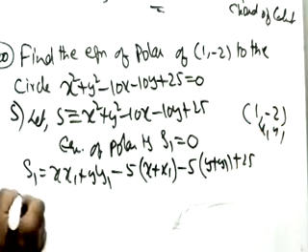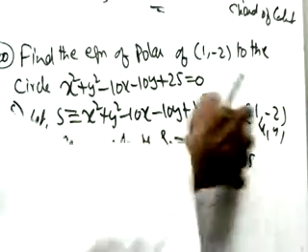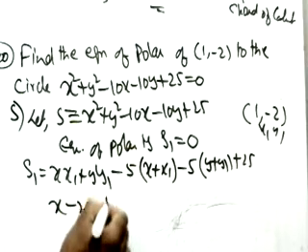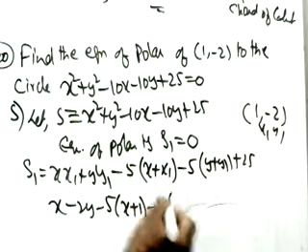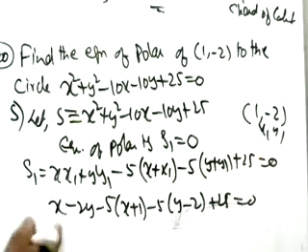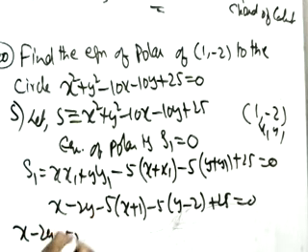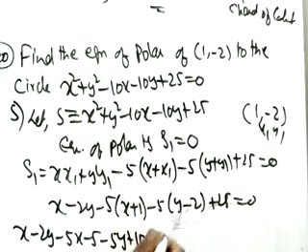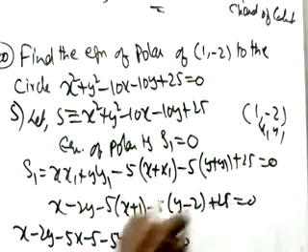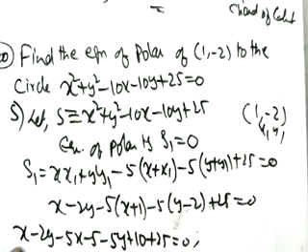What is the point? 1 comma minus 2. This is x1, this is y1. Now let me substitute. x1 is 1, 1 into x is x. y1 is minus 2, y into minus 2 is minus 2y. Minus 5 into x plus x1, which is 1, minus 5 into y plus y1, which is minus 2, plus 25 equals 0. So let me solve this one. x minus 2y, minus into plus minus 5x, minus into plus minus 5, minus into plus minus 5y, minus into minus plus 10, plus 25 equals 0. x minus 2y minus 5x minus 5 minus 5y minus 1 is plus 10.